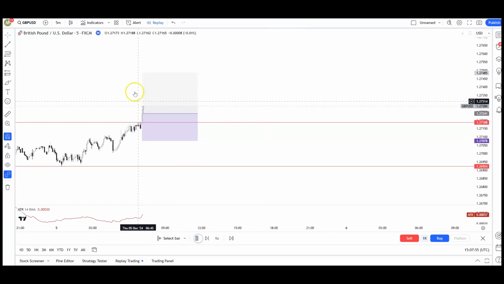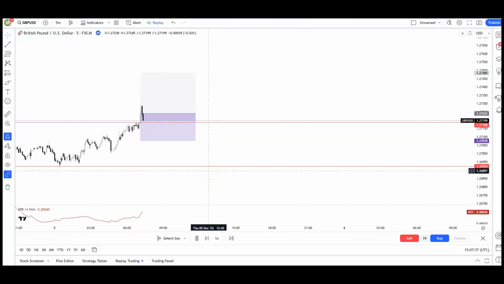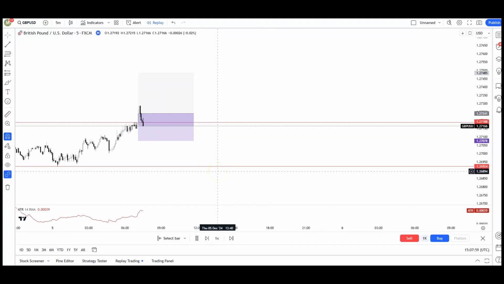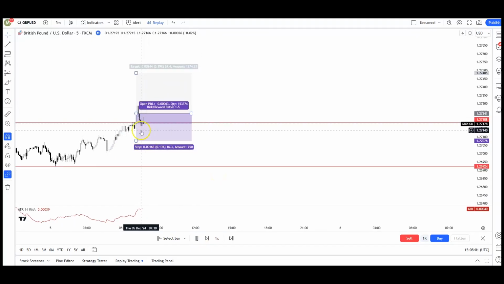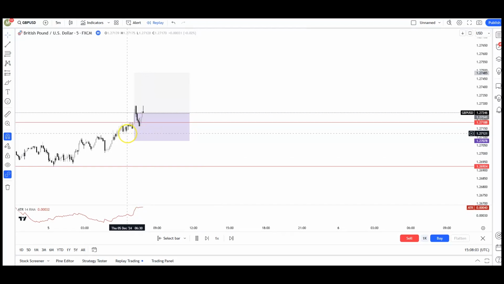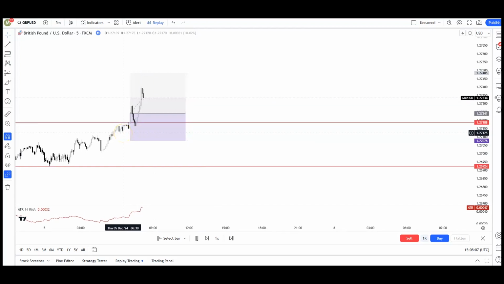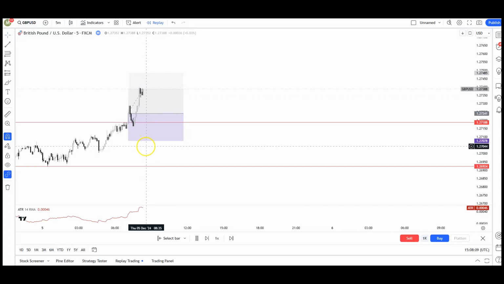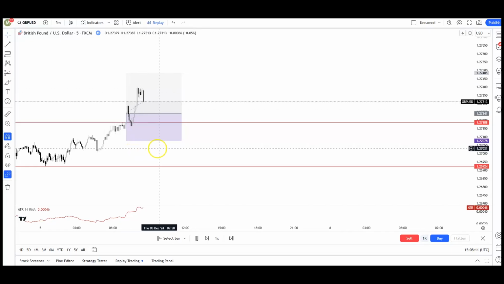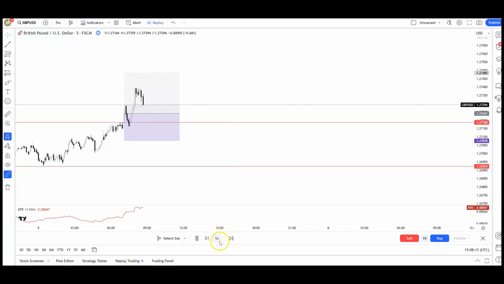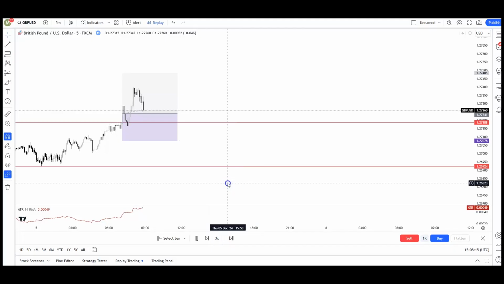So if we click play now, we can actually watch the trade play out and what would have happened during this session. We did have a bit of a sell-off. As you can see, we could have got away with using the smaller stop loss in this situation. However, like I said, I do like to give myself a little bit more wiggle room. So the trade's just playing out now. I can just speed it up a little bit.